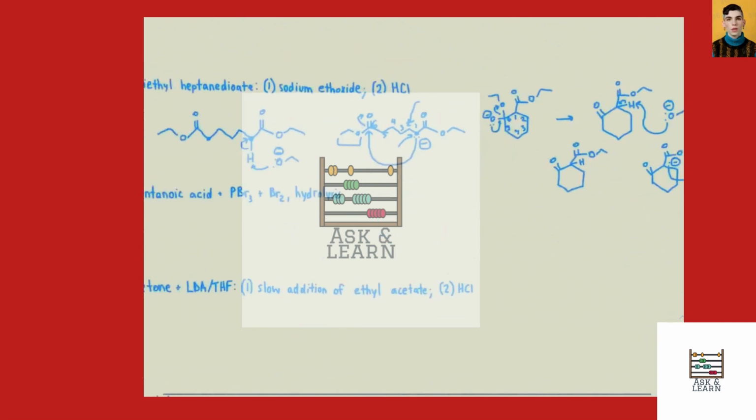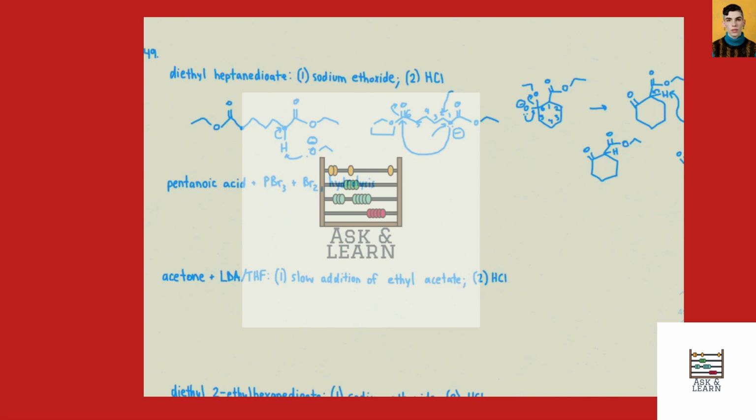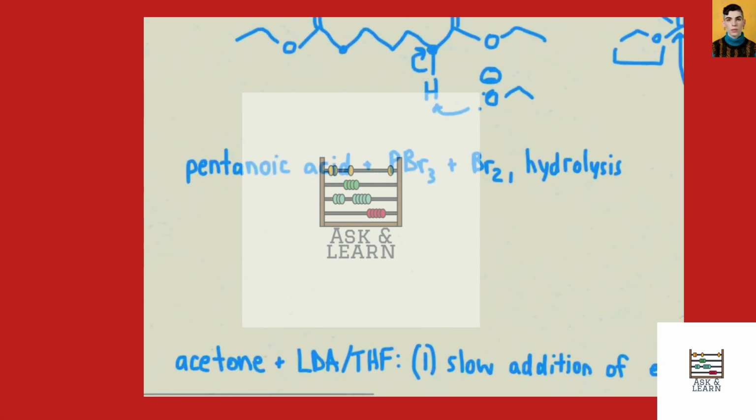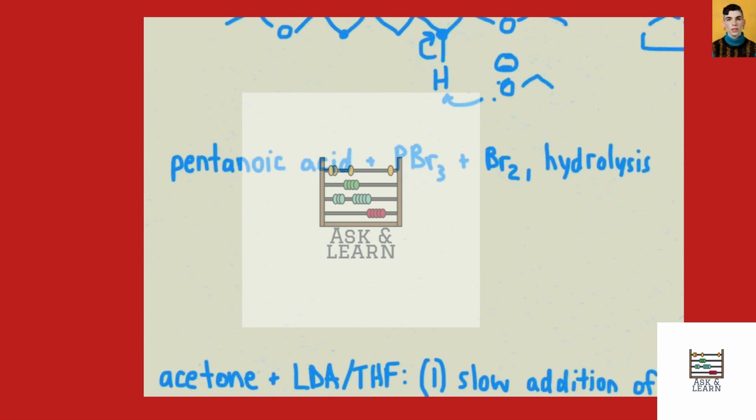And now let's move on to this second one. Okay, so for the second one, we have pentanoic acid, reaction with PBr3, Br2, and that's going to be followed up with hydrolysis. Okay, so let's go ahead and write out our pentanoic acid. That's going to be 5 carbons, and then oic acid corresponds to a carboxylic acid.